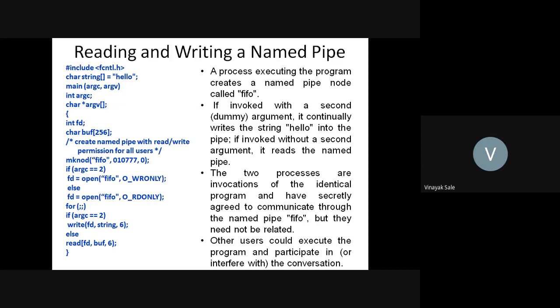The two processes, invocations of the identical program, have secretly agreed to communicate through the named pipe first in first out, but they need not be related. Other users could execute the program and participate in, that is interfere with, the conversation.